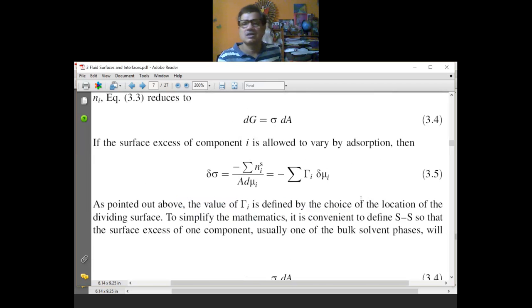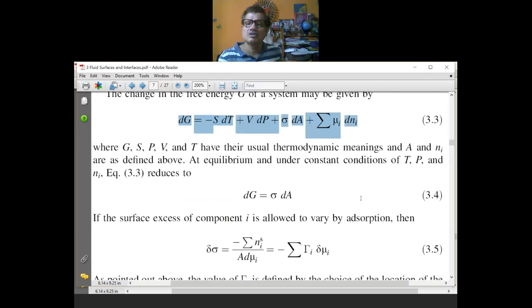Ni, I have already said, is a component. For a two component system, N2 will be the surfactant which will adsorb at the surface, and N1 would be water. Now if I perform the experiment at constant temperature and constant pressure, the first term on the right hand side, SdT, is 0 at constant temperature. At constant pressure, the second term becomes 0.